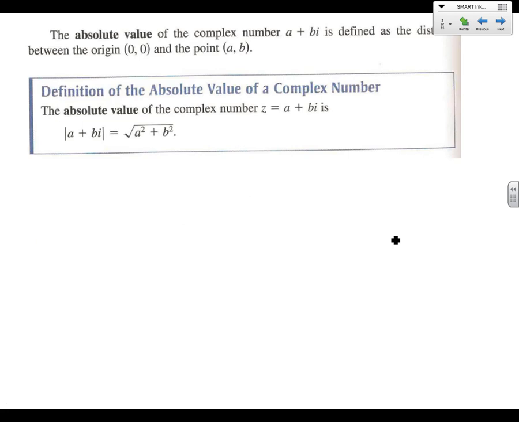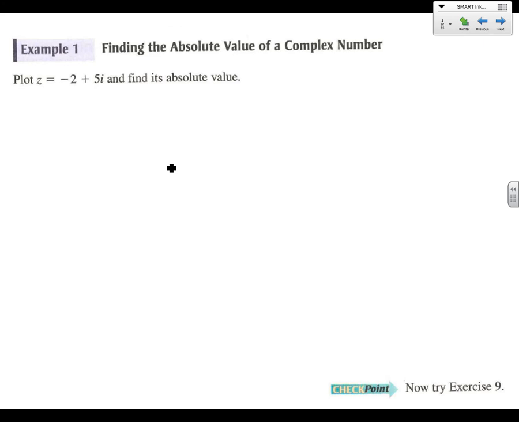All right, so absolute value of a complex number, that's just the magnitude of a vector. Same thing here for the absolute value of a complex number. We're just finding the distance here. So again, this is the distance formula, and same thing as the Pythagorean theorem that we've been working with all year long. So let's get started here.